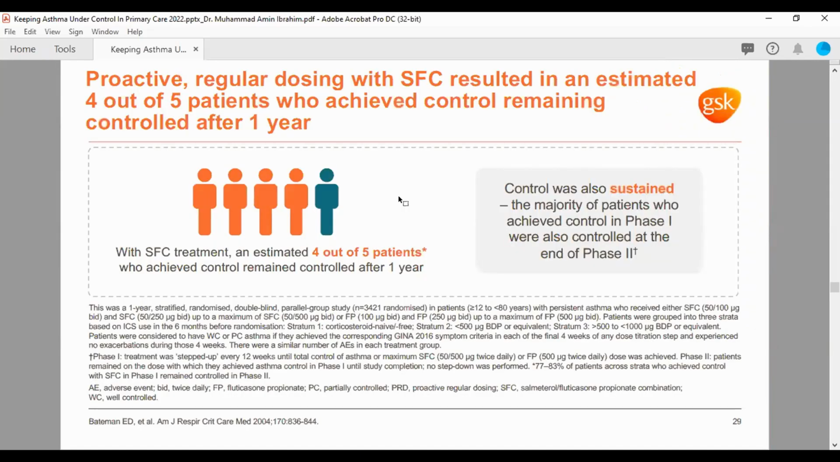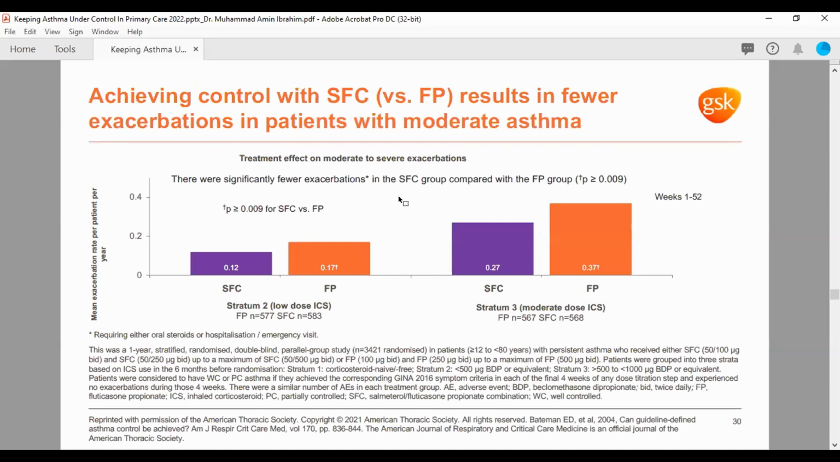So giving regular inhaled corticosteroid persistently, we can achieve asthma control in majority of our patients. 4 out of 5 patients, if you give regular inhaled corticosteroid, we can achieve good asthma control. This is a GOAL study.